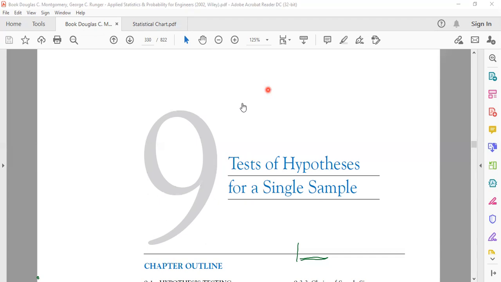I'll say that you should try to clear your doubts about level of significance and p-value. These are extremely important.